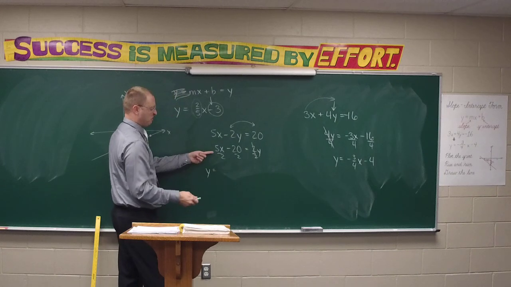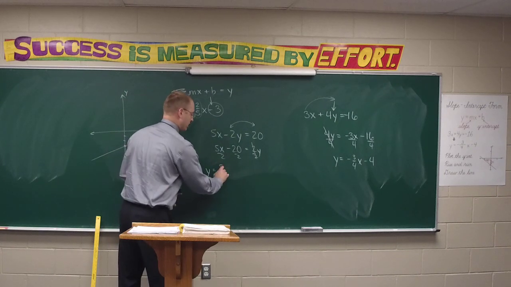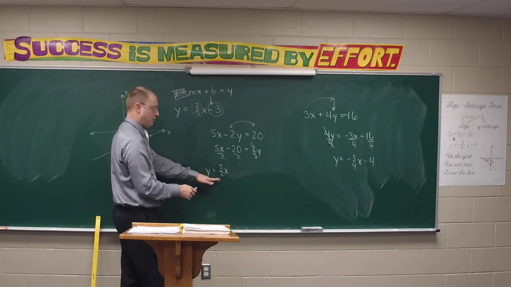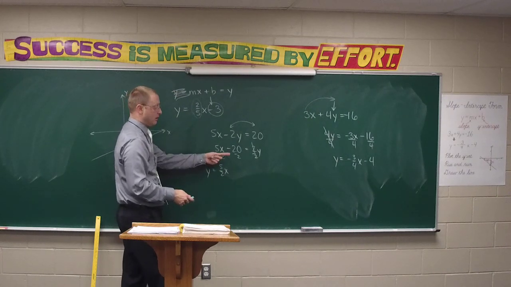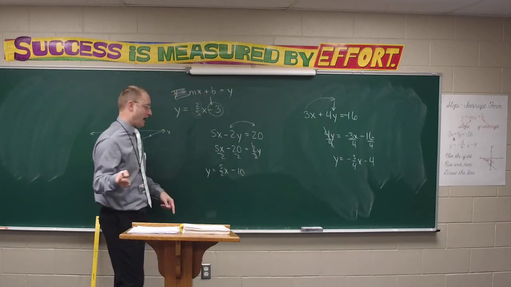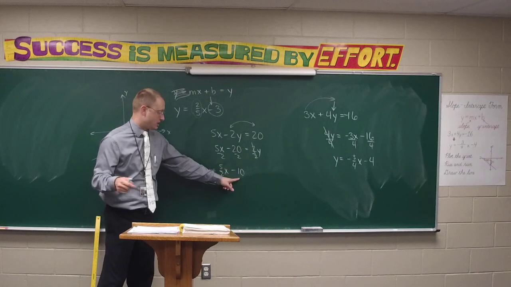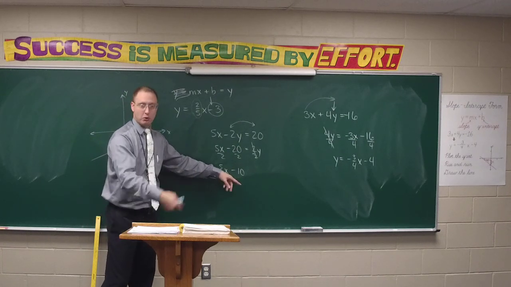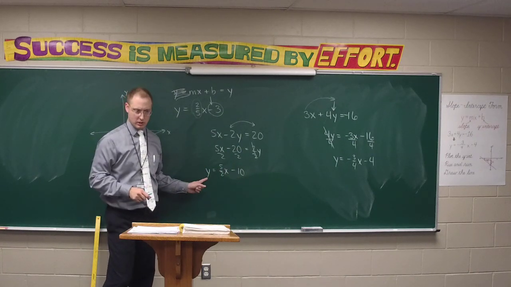And that ends up giving me my y by itself is equal to, well, no, actually not. Leave it as 5 halves x. We're fine with that. And then here, class, negative 10. So if I were to graph it, which we're not going to just yet, y-intercept negative 10, rise 5, run forward 2, connect the dots. Questions on that?